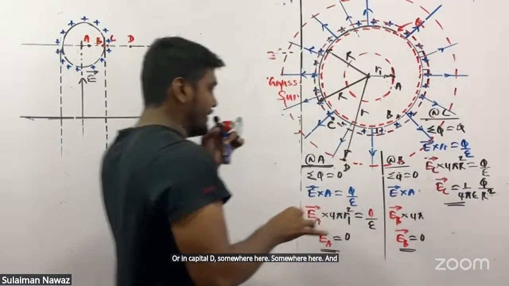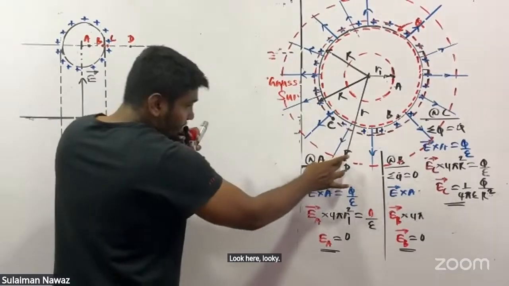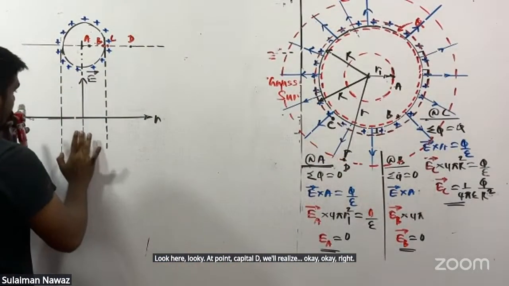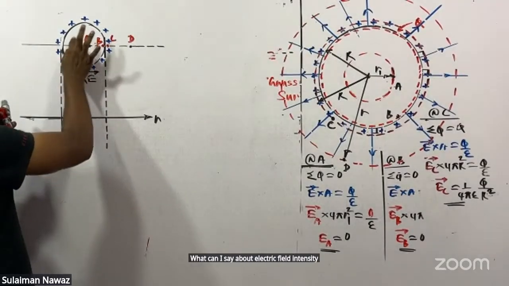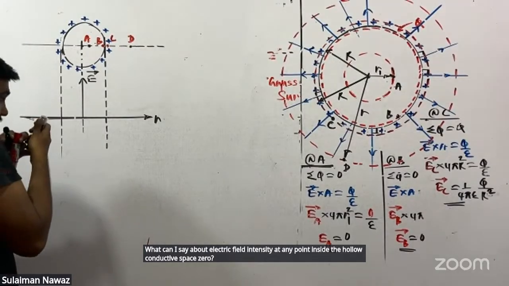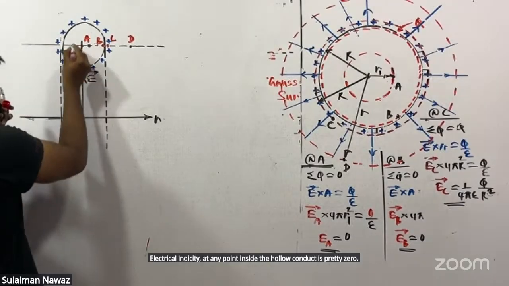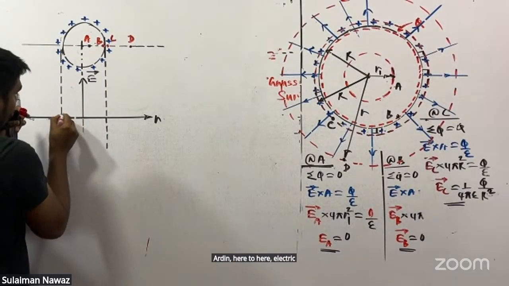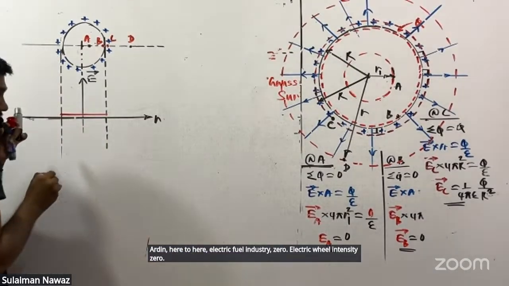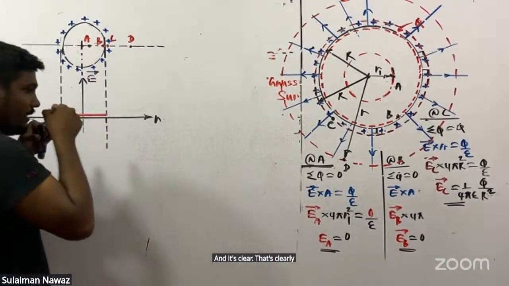And we all know, see what will happen. What can you say about the electric field intensity at any point inside the hollow conductive sphere? Zero. Electric field intensity at any point inside the hollow conductive sphere is zero. Then from here to here, electric field intensity is zero. That is clear.